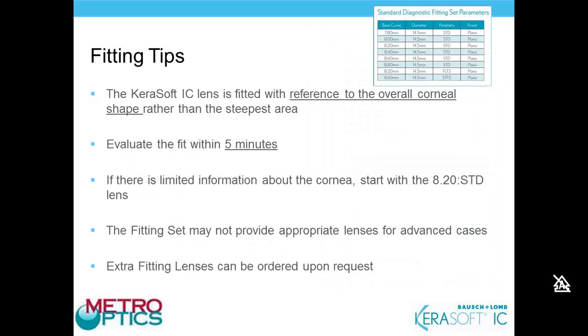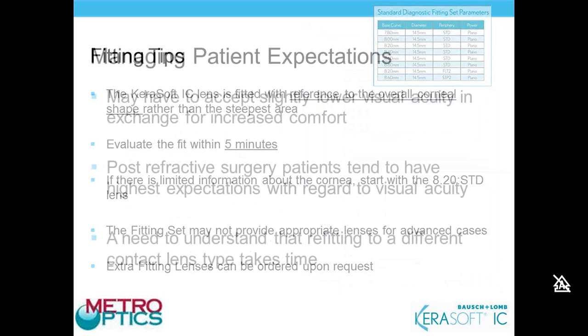Some other fitting tips, again, the lens is fit with reference to the overall corneal shape, so we'll be using some flatter base curves than usual. So that's why we have the set in the flatter base curve parameters. It's very important that you evaluate the fit within the first 5 minutes. If you do have limited information about the cornea, you can start with an A2 standard diagnostic lens, and based on the Morocco, you'll know whether or not you need to go steeper or flatter. If you need more fitting lenses, say you have some advanced cases and you need a steeper base curve in your set, you can order extra fitting diagnostic lenses from Metro.